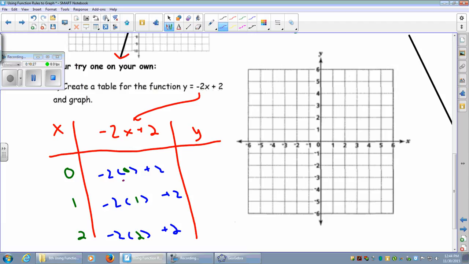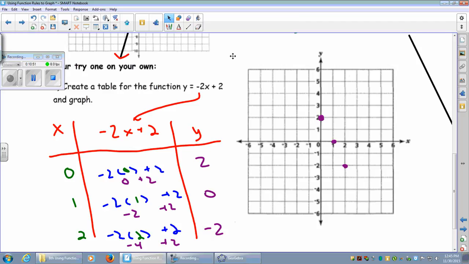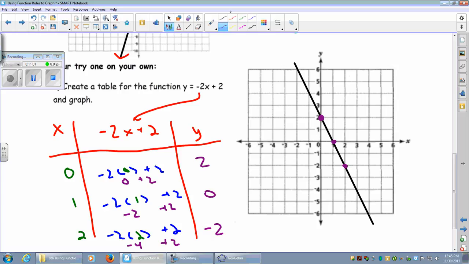In this one, 0 plus 2 is 2, so 0, 2. In this one, -2 plus 2 is 0, so 1, 0. And last but not least, -4 plus 2 is -2. So 2, -2. So to make a pattern, if you draw this and the pattern does not come out nice, like one of these points is over here, obviously you need to check one of them. All right, but I'm going to draw a line on this to show that these are not the only 3. And I'm going to put arrows on the end to show that it goes on in each direction.